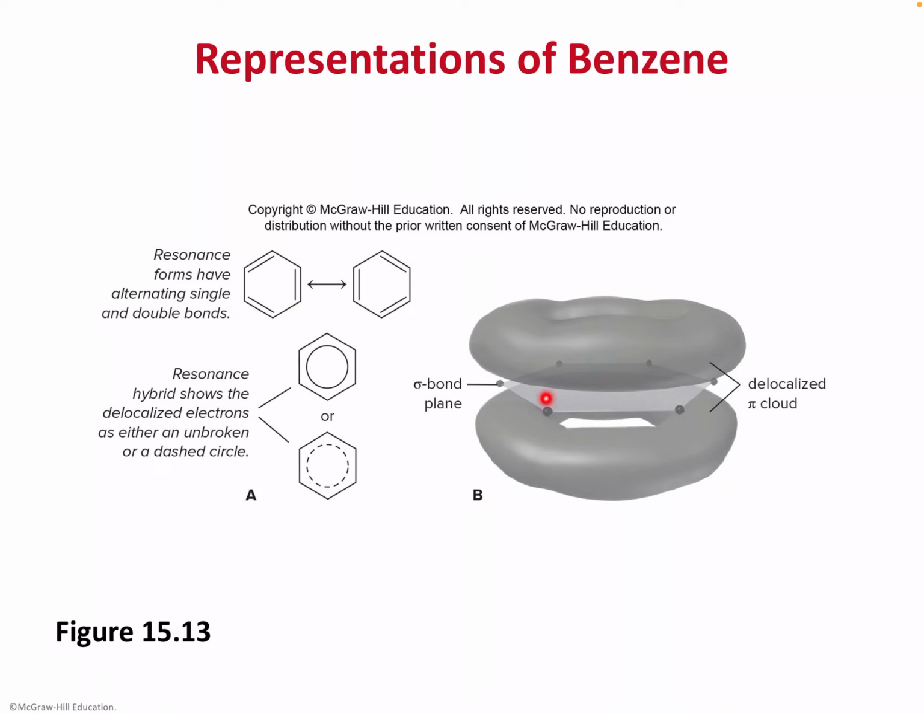the benzene ring, you can see the sigma bond plane, which is these bonds. There are sigma bonds between each atom. Okay, and in addition to that there are 3 pi bonds, and these are the delocalized pi cloud above and below the plane of the sigma bond plane.